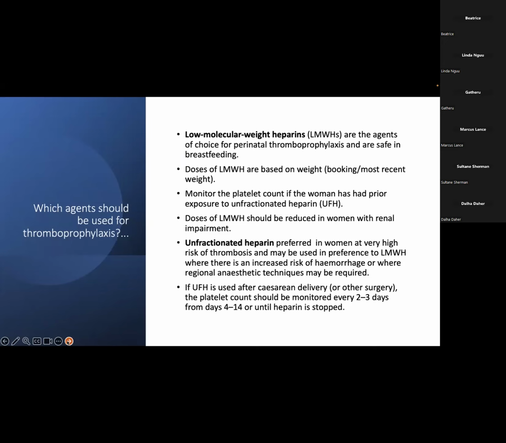Unfractionated heparin is preferred in women at very high risk of thrombosis and may be used in preference to low molecular weight heparin where there is an increased risk of hemorrhage or where regional anesthetic techniques may be required. This is just because you can reverse unfractionated heparin. You cannot reverse low molecular weight heparin. If unfractionated heparin is used after cesarean delivery or other surgery, the platelet count should be monitored every 2 to 3 days from the 4th day to the 14th day or until you stop the heparin.